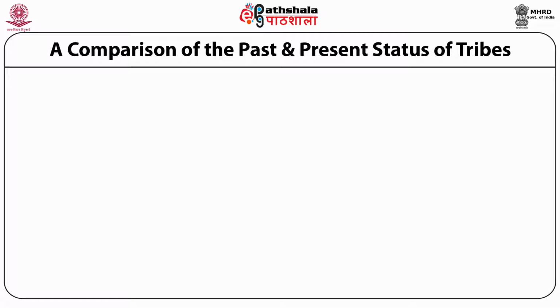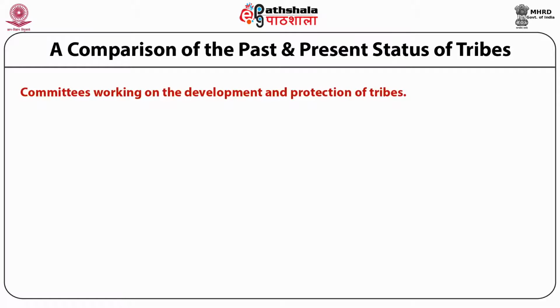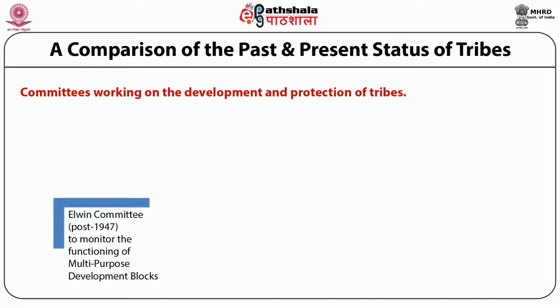Now let us come to see the commissions constituted to survey the tribal problem at different times, in different years. Different commissions were constituted by the government, which are given in this slide. You can see there is Elvin committee. It was constituted in 1947 to monitor the functioning of multipurpose development block.